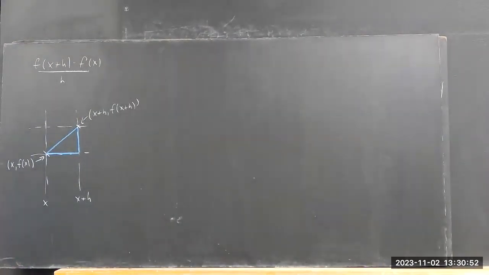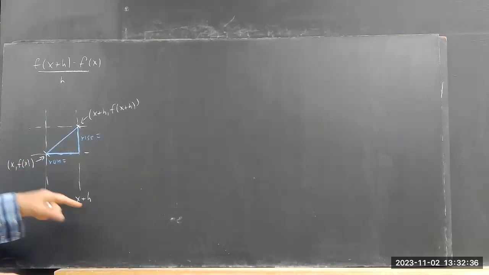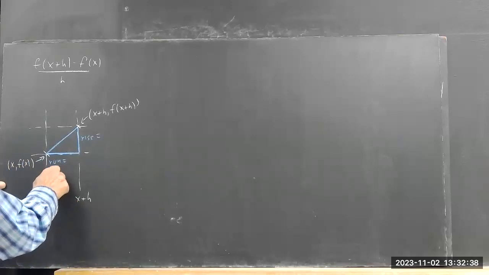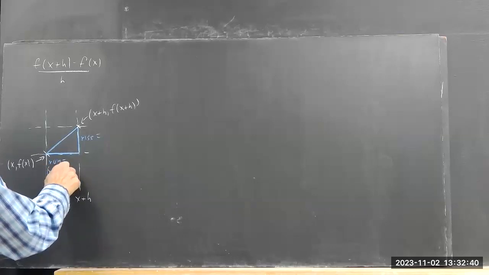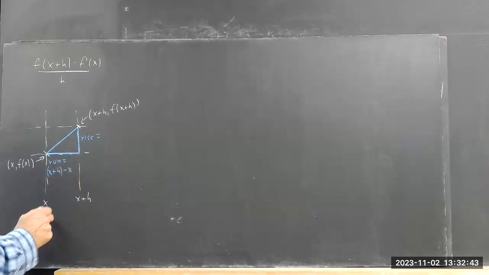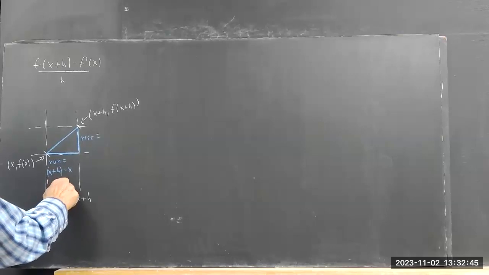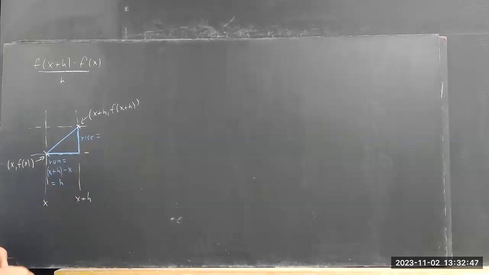Okay, now see if you can tell me. I'll stop the video for just a second. What's the run? Compared to here, the run is x plus h minus x, which is just h. What's the rise? Can somebody else tell me what the rise is?